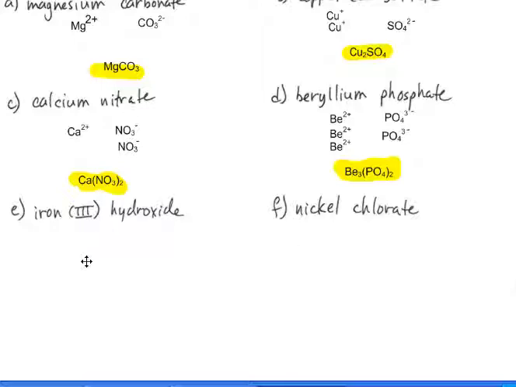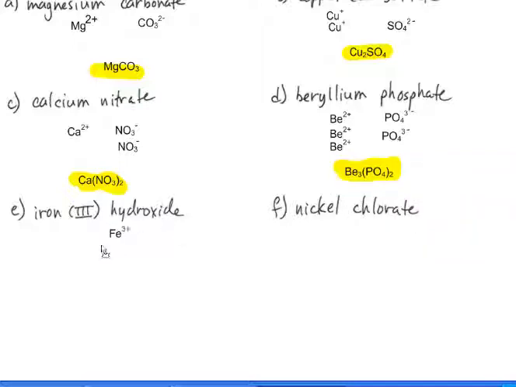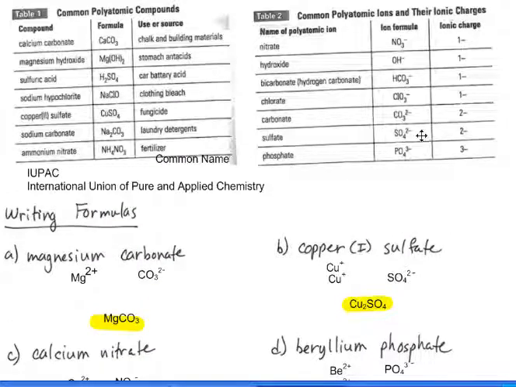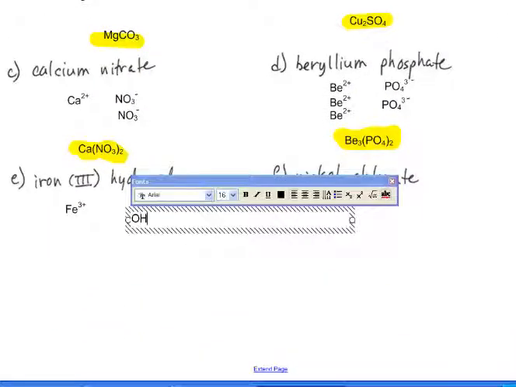So iron 3, first of all. That's relatively easy. Iron 3, we're told which version of iron we're using because it's one of those transition metals. There's more than one option. Iron 3. And then hydroxide. Hydroxide you can see is right here, OH minus. So we'll write that out there.